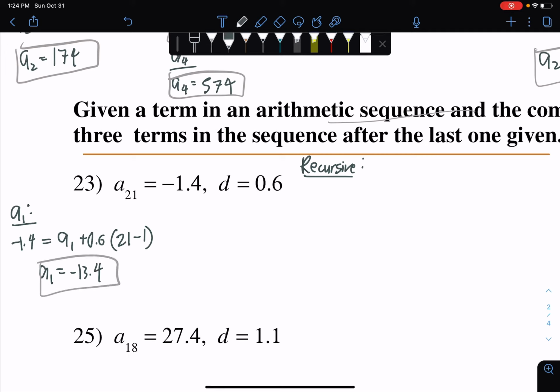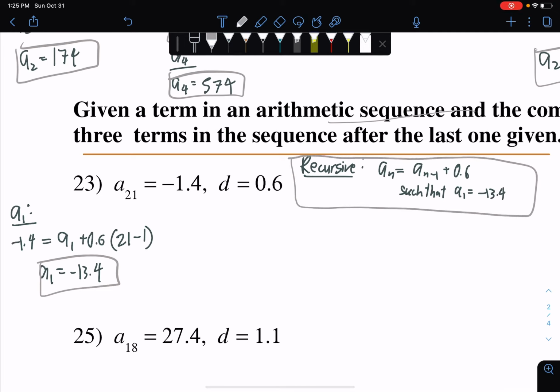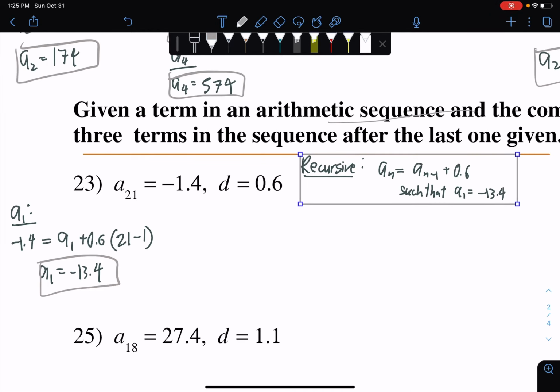Given that, for our recursive, a sub n is equal to a sub n minus 1 plus 0.6, such that a sub 1 is equal to negative 13.4. Oops, it's not a box. Should be a box of our answer. Okay.